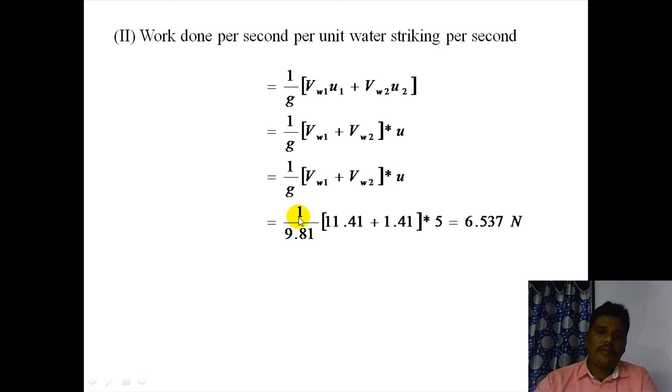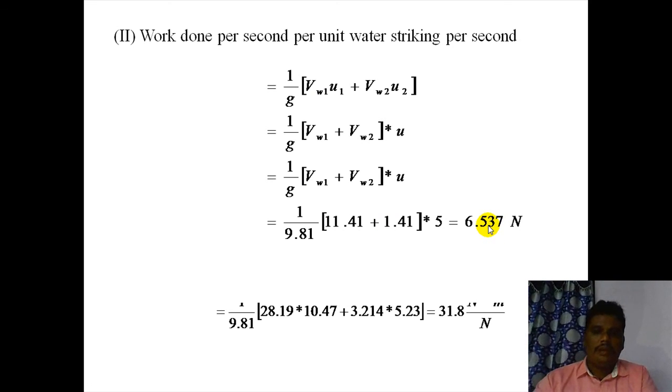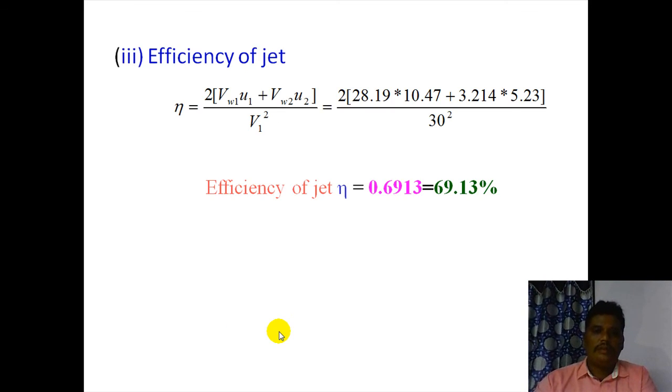Now 1 by g, g is 9.81, VW1 is 28.19 and VW2 is 3.21, multiplied by 5. We get 6.537 newton meter per newton.